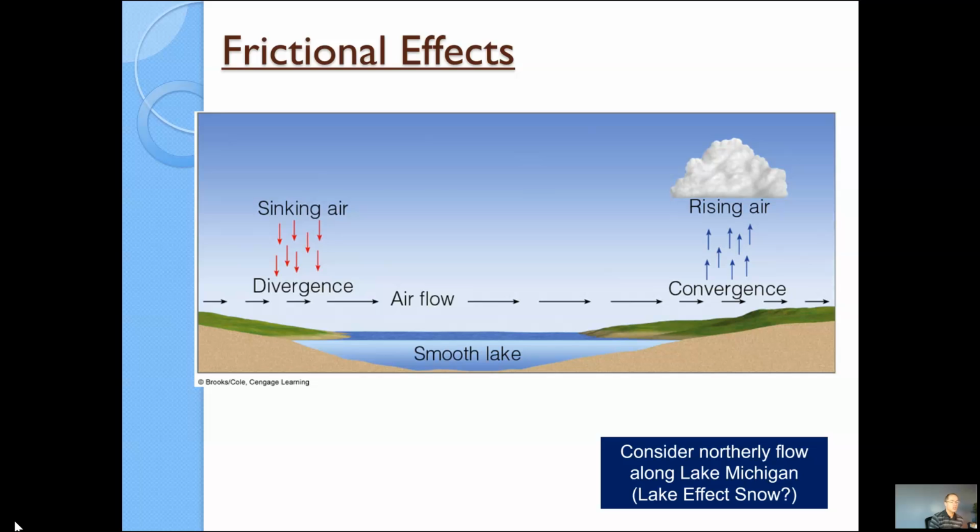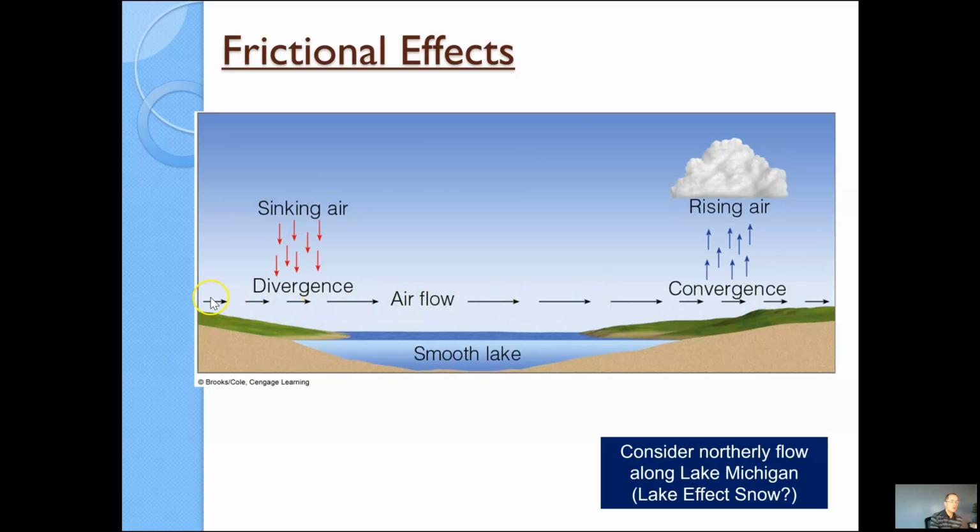Here we're dealing with frictional effects, the idea that when we have smooth areas such as lake water, frictional effects are minimized as opposed to terrain, where they become increasingly strong. So when we talk about areas like Lake Michigan, you may have air flowing towards Lake Michigan that is being slowed down due to frictional effects. Once it comes over the lake, it speeds up due to the minimization of friction before it is slowed down again by frictional effects over land.